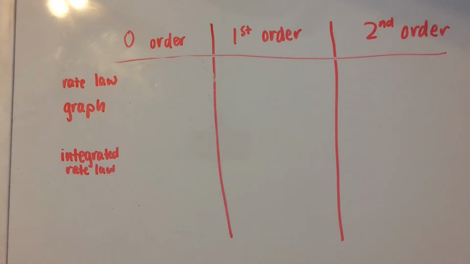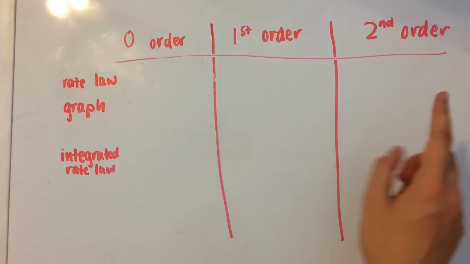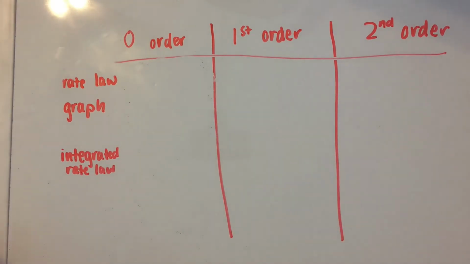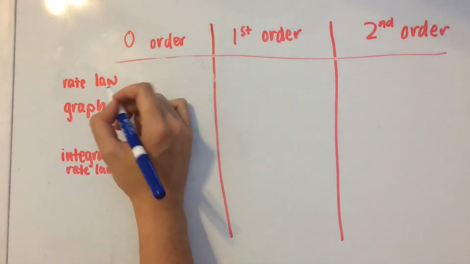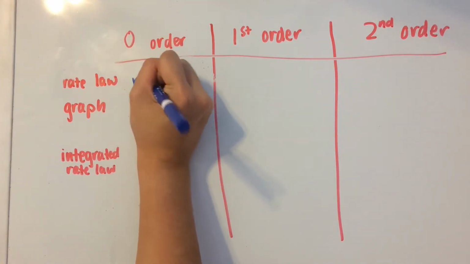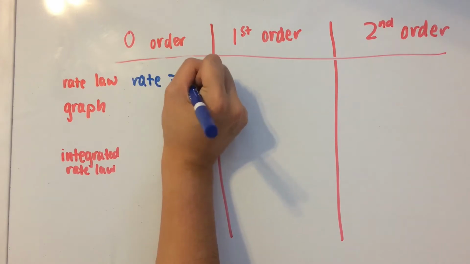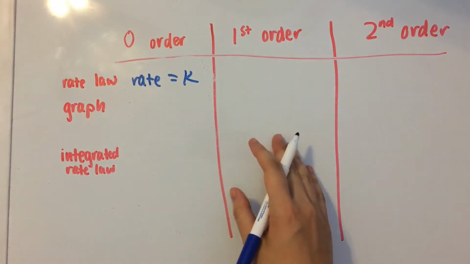Okay, so we're just going to go over the different types of characteristics for zero order, first order, and second order reactions today. So let's start off with the zero order rate law, which is just going to be rate equals k. And k is the rate constant.